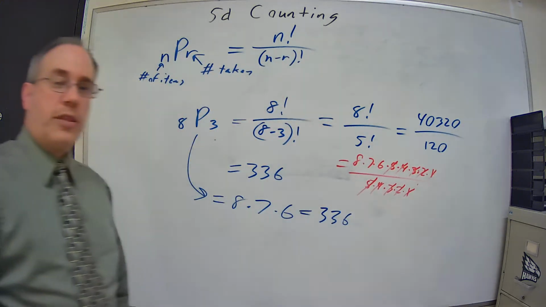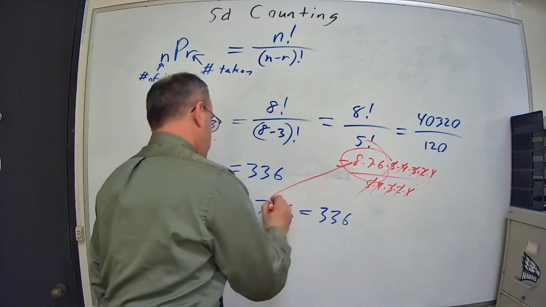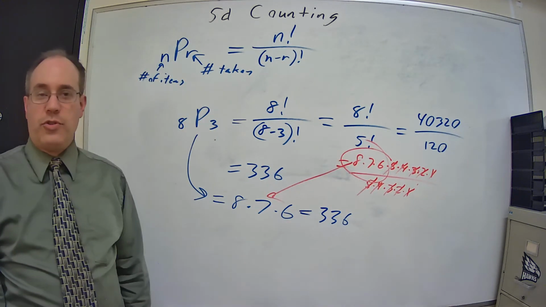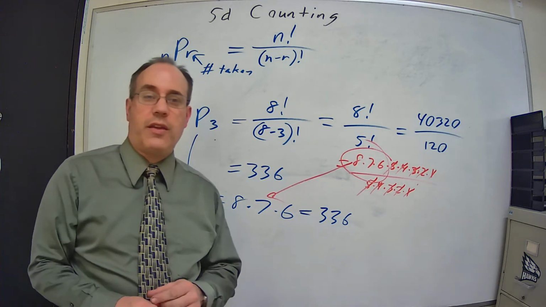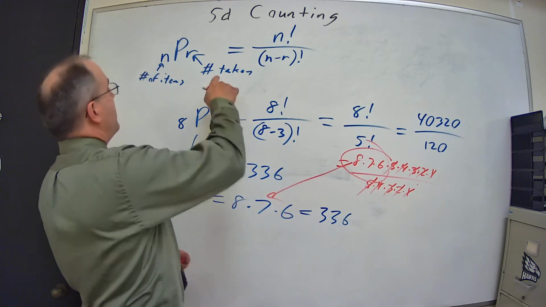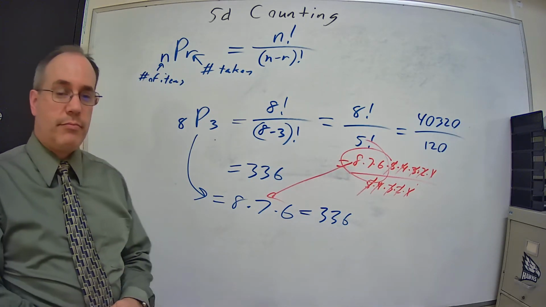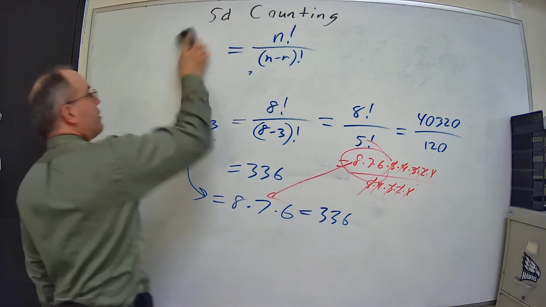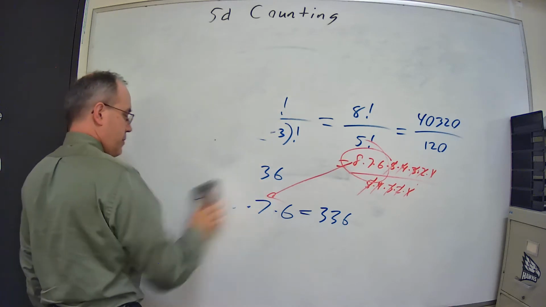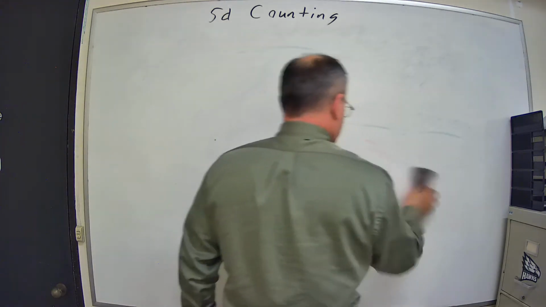And what am I left with? I'm left with 8 times 7 times 6, which is what we had here, which is 336. So permutations of n items taken r at a time. Well, since we know that, let's look at something relatively simple.